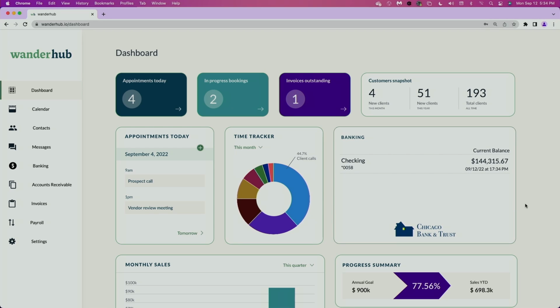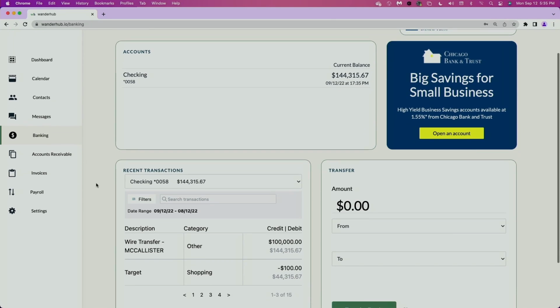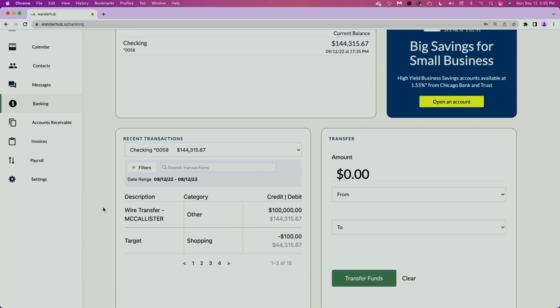Now that my bank's connected to Wanderhub, I have a view into the financial health of my business. And wow, my operating account balance is a lot higher today than I expected. Let's see why. I can head over to the Banking tab to access more banking services. Looking into my recent transactions, it looks like Peter McAllister's $100,000 deposit came through. He's planning to take nearly his entire family to Paris over Christmas, unless he leaves someone home alone.